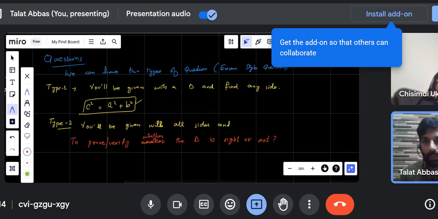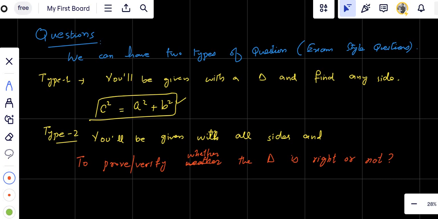Okay. So in your exam, they cannot change any questions other than these two types. So type 1, you will be given that this is a right triangle, and find any of the missing sides. And type 2, these two types are basically converse of each other. Okay. So now let me solve an example so that you can clearly understand these types.